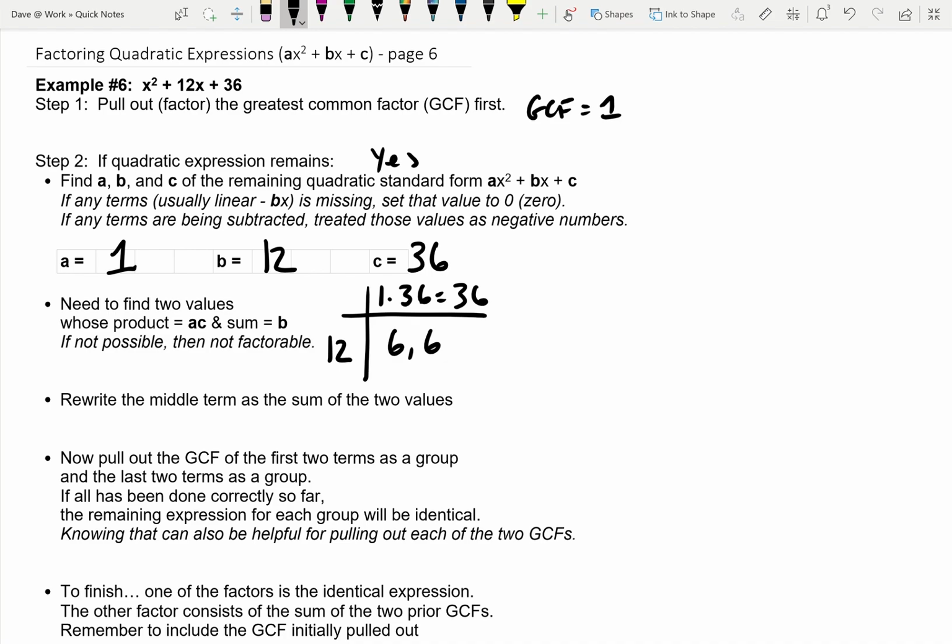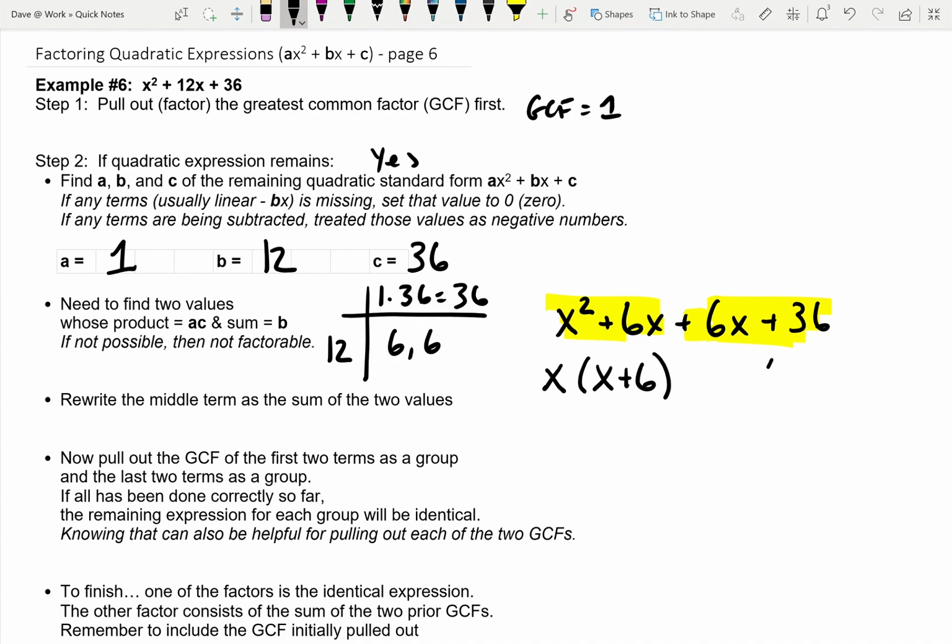So if I'm going to write down the middle term and go x squared plus 6x plus 6x plus 36, I'll want to look at those two terms, and technically include the plus there as part of that grouping. Realize there's an x that can come out of the first two pieces, leaving me an x plus 6. If I know that I have an x plus 6 over here, then that will help me realize that I should be pulling out a positive 6 of those last two pieces.